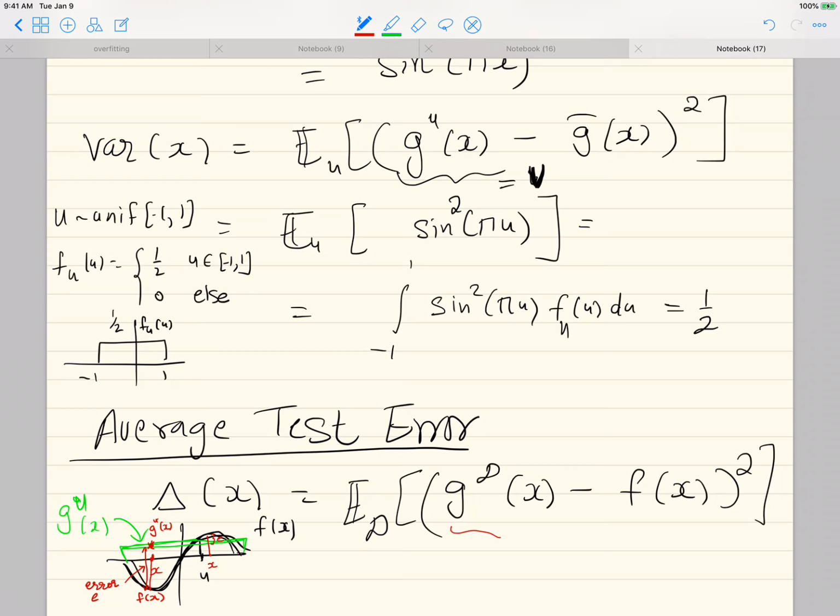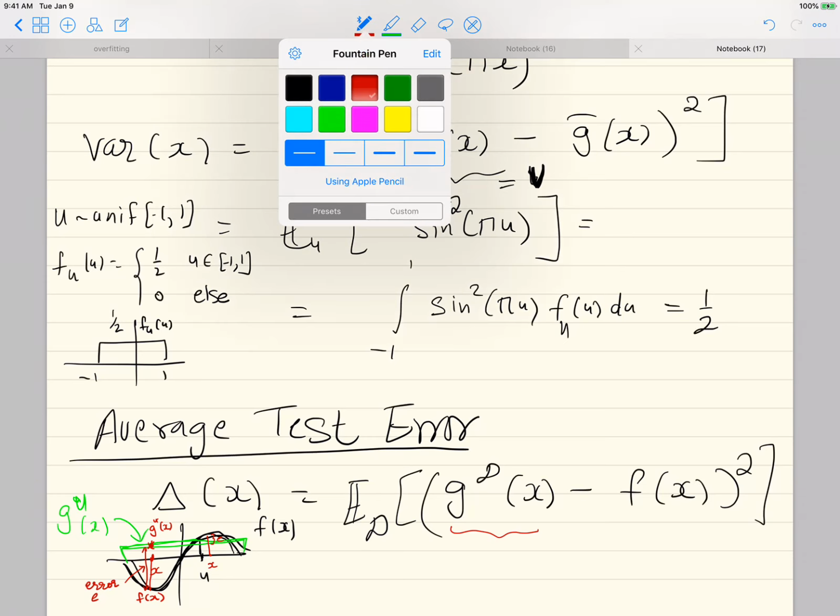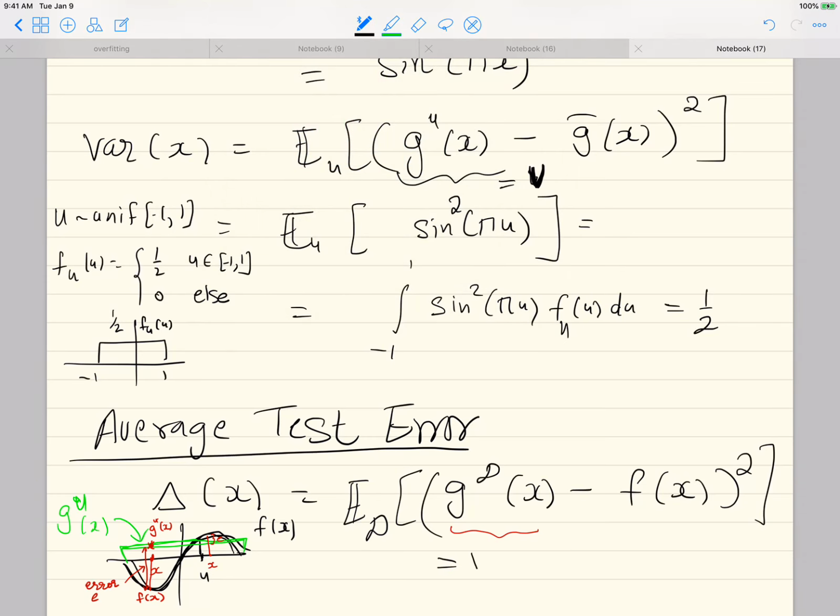So what is g_D of x? g_D of x is equal to V. It's a constant, right? Which is sine of pi u. f of x is sine of pi x. Here x is fixed, so this function f, sine of pi x, is fixed now. The randomness is with respect to u.